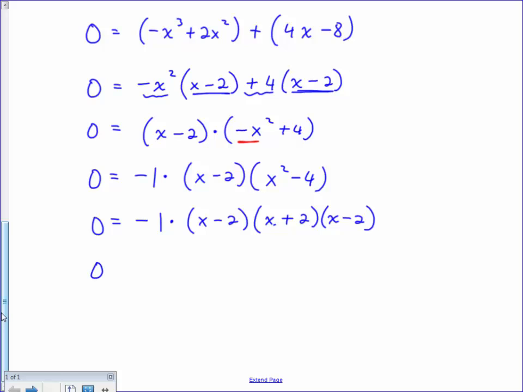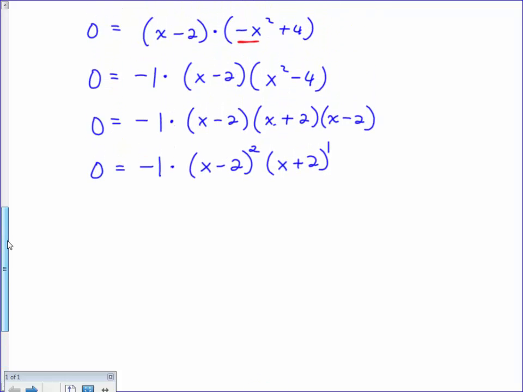When you get to this point and have everything factored, if there are any factors that repeat, make sure to write them in exponential form. So I have an x minus 2 and an x minus 2. I need to rewrite that as x minus 2 squared. And then I have an x plus 2. That would be to the understood first power.